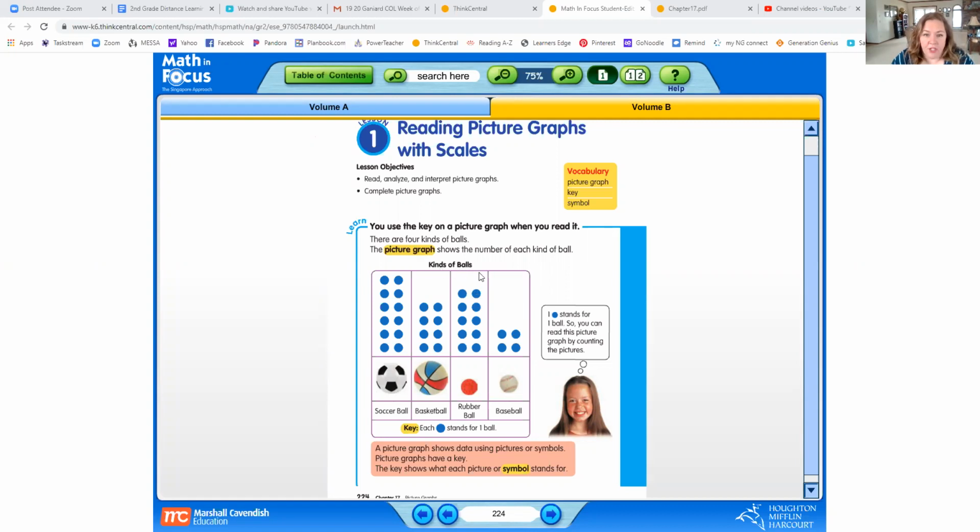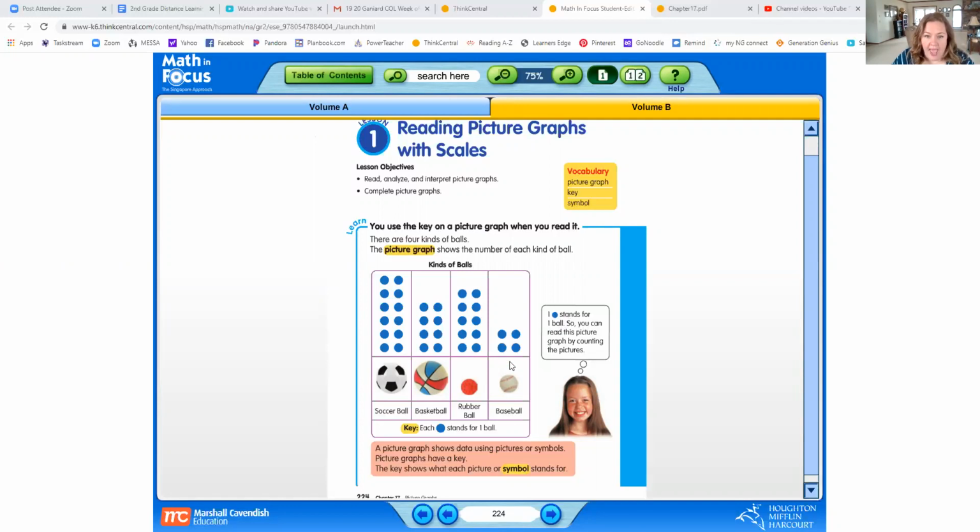So the first thing you're going to look at is the title of the picture graph. This says kinds of balls. The second thing you're going to look at is the key. Now this is really important because the key shows what each picture or symbol in the picture graph stands for. So instead of writing the number of soccer balls, for example, in a picture graph, you're going to have a picture or a symbol that represents that number. So here's our thinking. In this picture graph, one blue circle stands for one ball. So you can read this picture graph by counting the pictures.